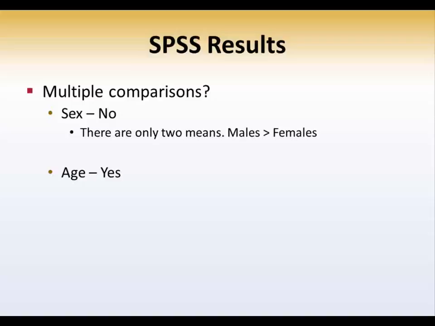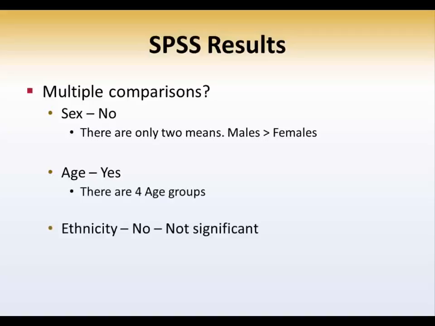What about age? Yes, you have to do one with age. Why? Because there are 4 levels of that factor. And it was significant. Ethnicity, we don't run any post hoc tests because it's not significant. And as you remember, none of the 4 interactions was significant.